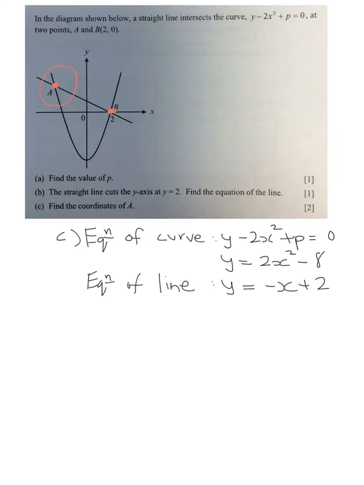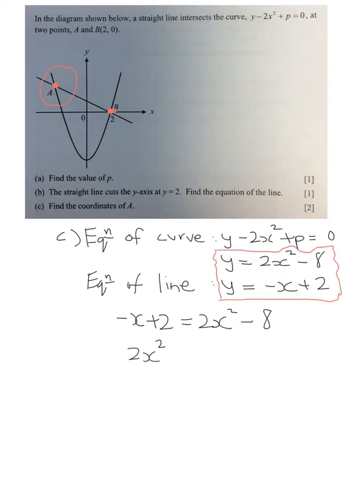Now when the line intersects a curve, what do we have to do? We have to solve the two simultaneous equations for the curve and the line to find the value of x and y. So if I solve simultaneously, I will get minus x plus 2 equals 2x squared minus 8. And then what I will do is shift all the x and the numbers to the other side. In the end, I will end up with this equation.